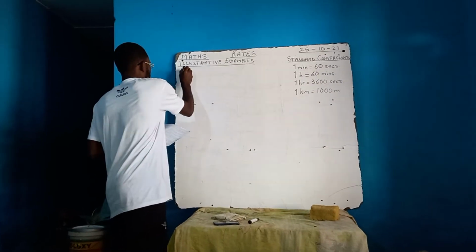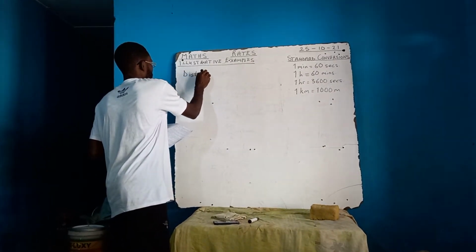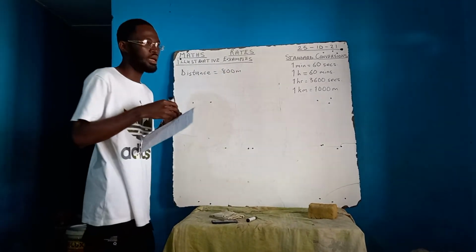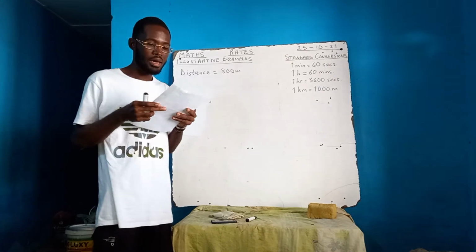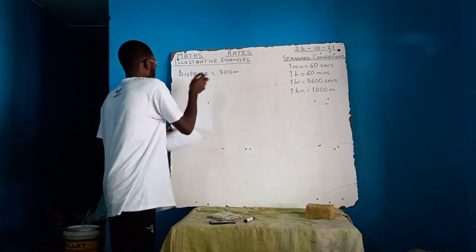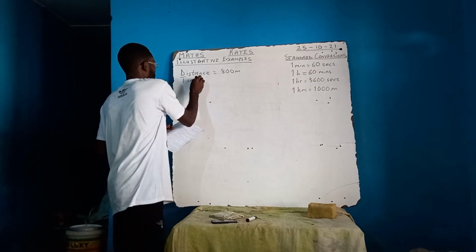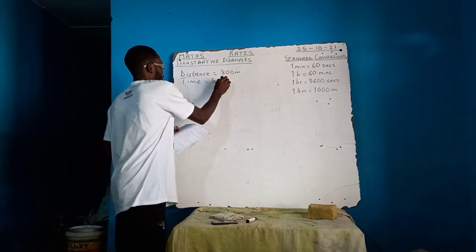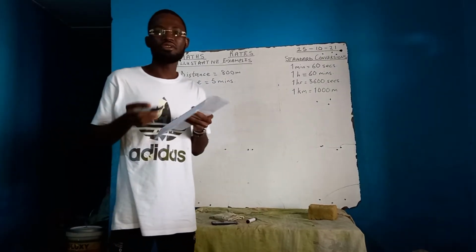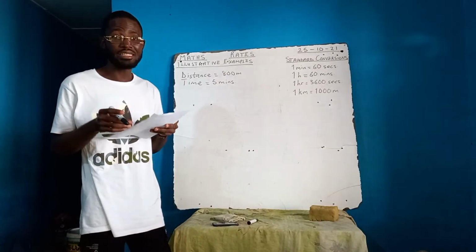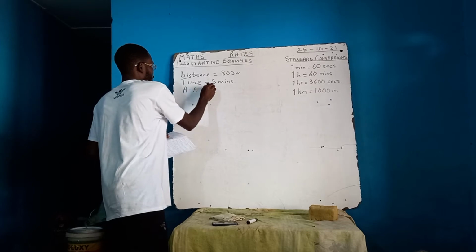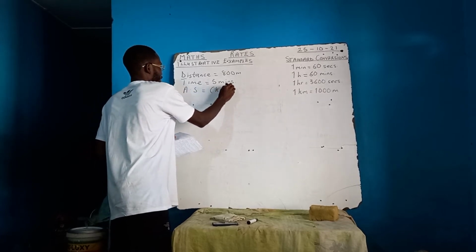So we have distance equals 800 meters. And we also have time to be 5 minutes. So we have time, 5 minutes. And we are being asked to find our average speed in kilometers per hour. So we have our average speed as AS in kilometers per hour.